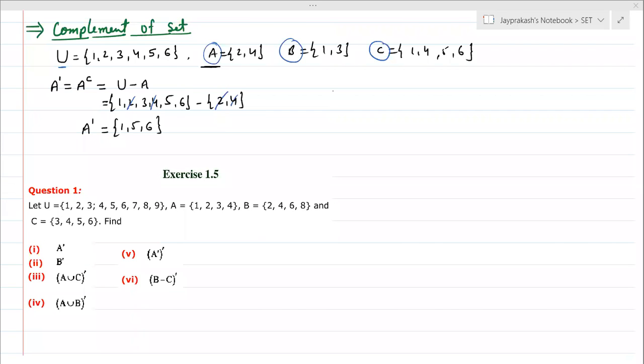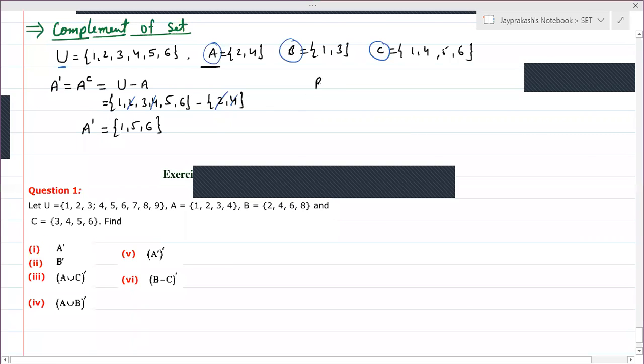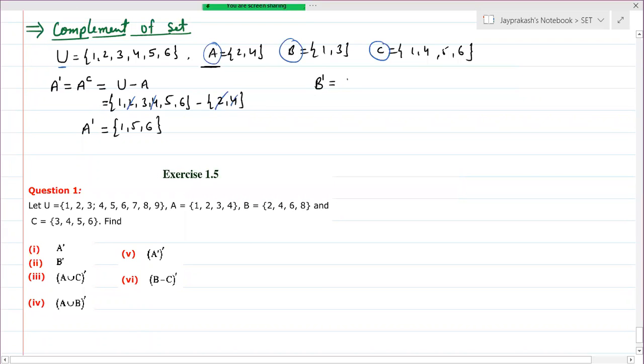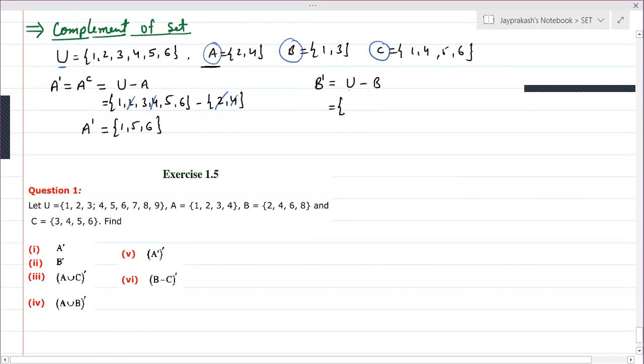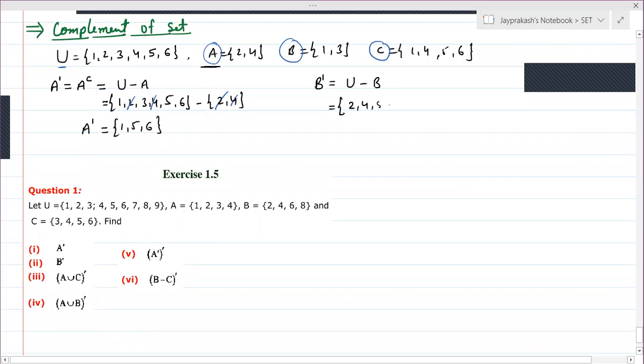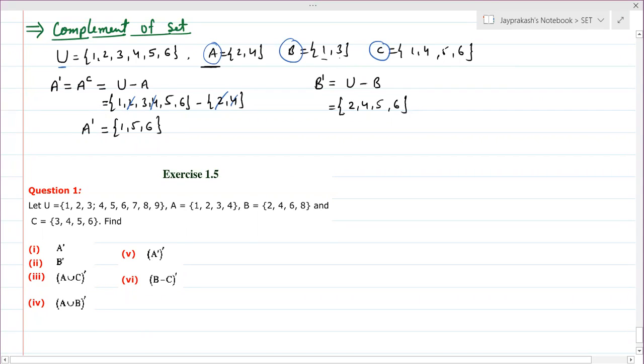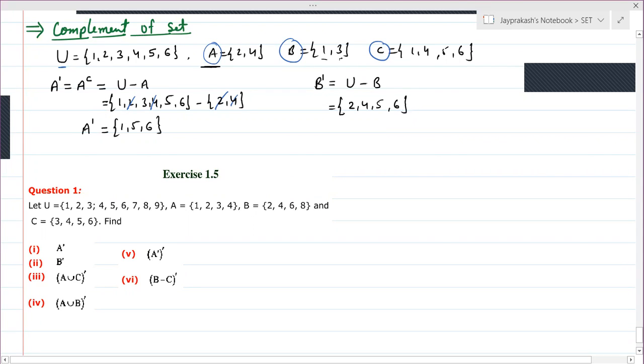In the same way, if you need to find B dash, meaning the complement of B, we will write U minus B. So we will take out the elements of B from U. The remaining elements will be 2, 4, 5, and 6. In the set B, there are elements 1 and 3, so that's why we have not written them in the complement of B.